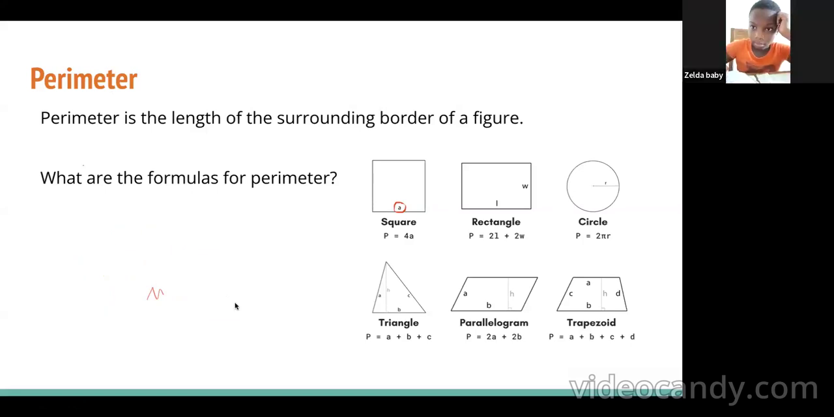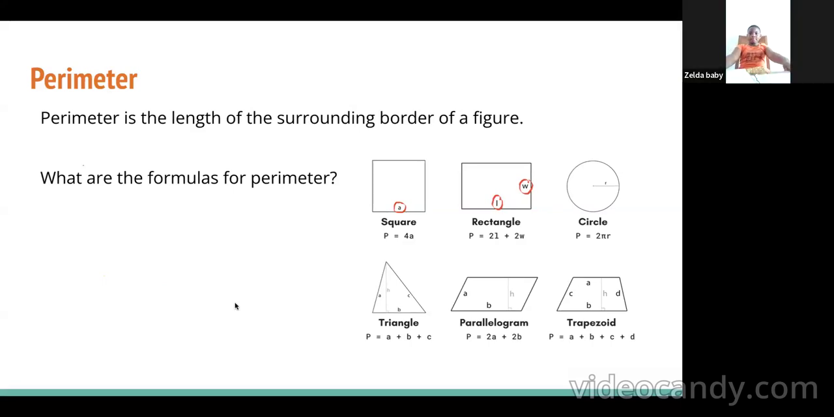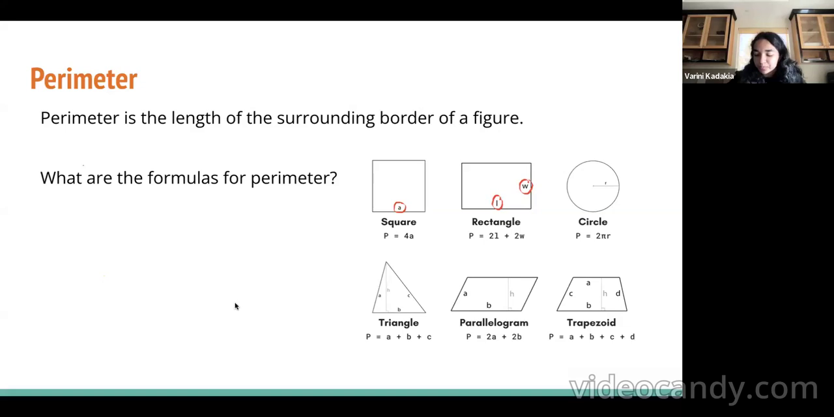So that's kind of what perimeter is. So the formula for a square is 4 times the side length. The formula for the rectangle is going to be 2 times the length plus 2 times the width. So the perimeter for a circle, also known as the circumference of the circle, so you might hear it, but they're the same thing, is 2 pi r.